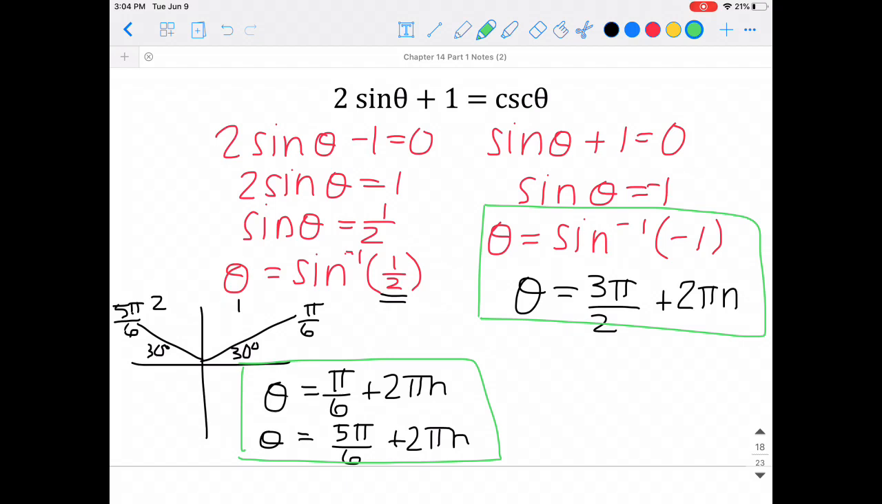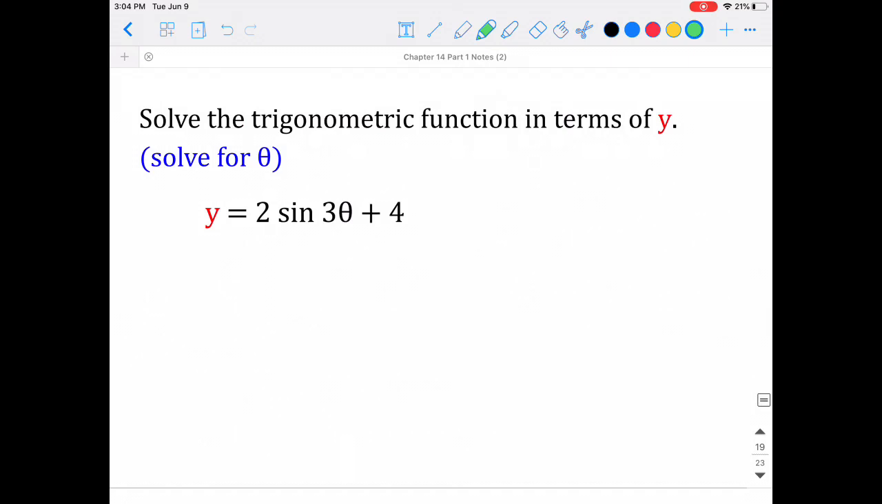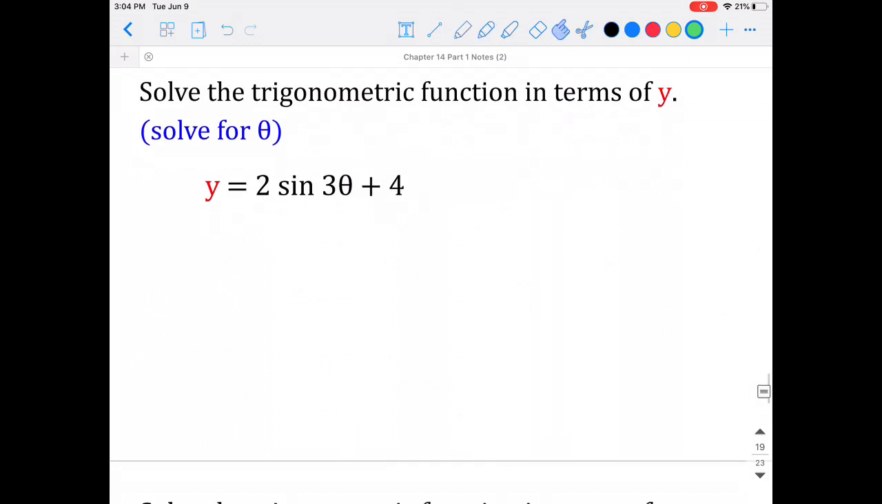Now the last type of problem that we're going to talk about in this section, we have solved the trigonometric function in terms of y. So now we have an equation in terms of y, and we're trying to solve for theta. Now notice this equation looks like what we did in chapter 13 with transformations, where there are going to be restrictions for these types of problems.